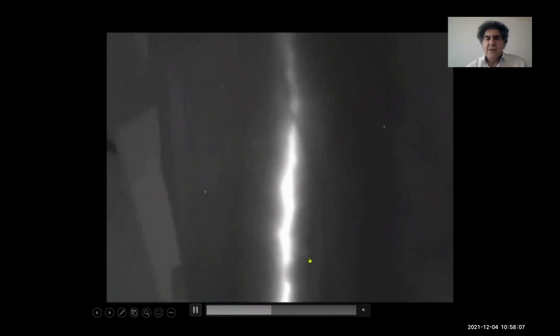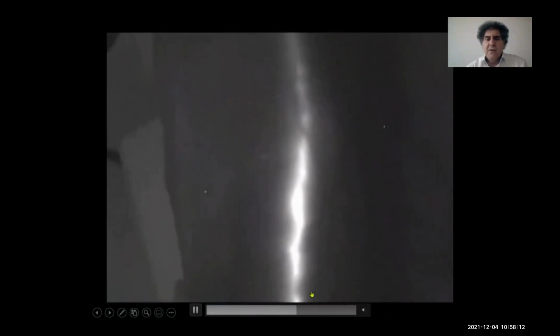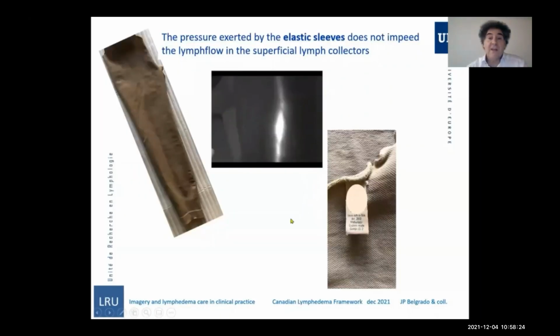Now the hand is at the bottom of the image, the shoulder towards the top of the image, the elastic sleeve is placed. We can see the fluorescence through the fabric, and you can see the presence of the elastic sleeve. The flow does not slow down the lymph flow. It doesn't speed up, but it doesn't slow down either.